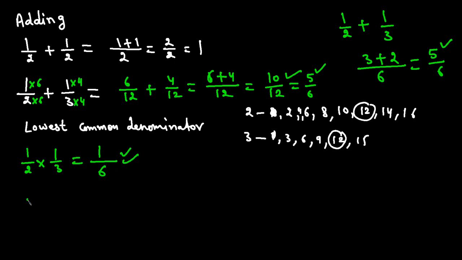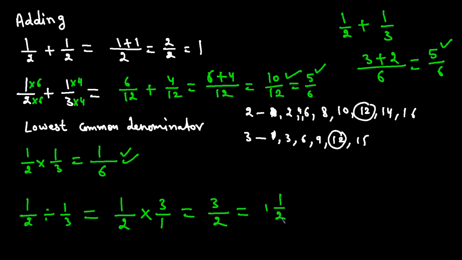How about division? I got 1/2 divided by 1/3. So what we need to do is write this first fraction 1/2, change the division sign into a multiplication sign, and reverse this number over here, the reciprocal of this number. So 1/3 can be written as 3/1. So this gives me 3 times 1 is 3 divided by 2. Okay, which is basically an improper fraction. You can write it in mixed number format.